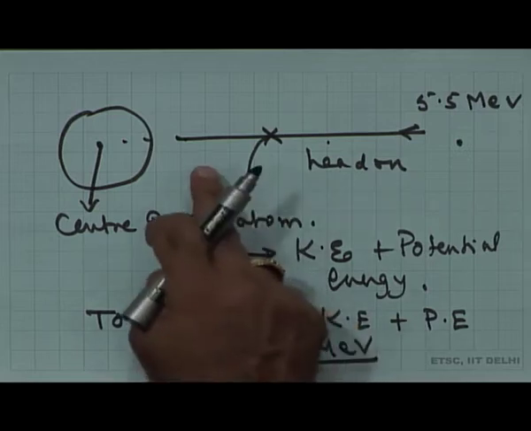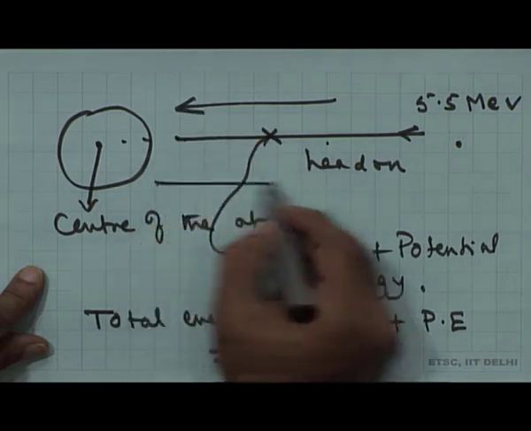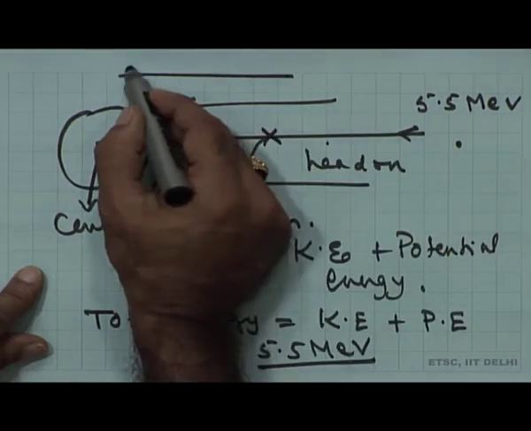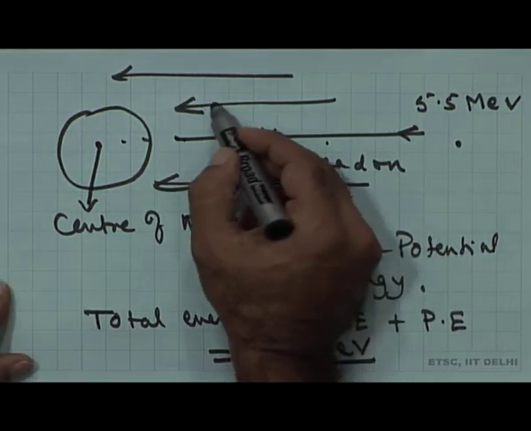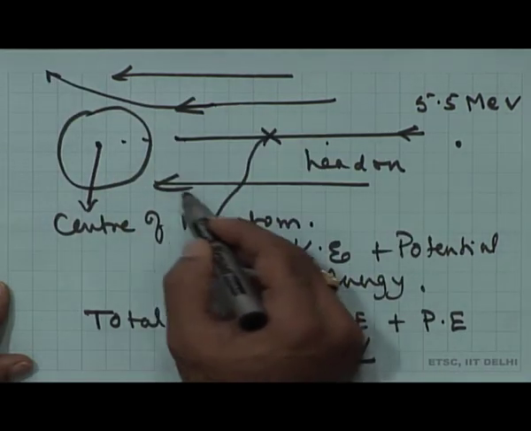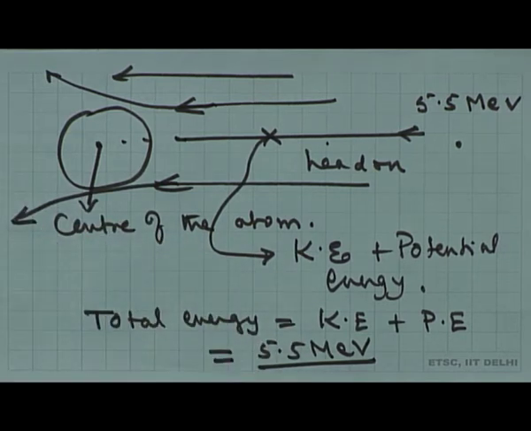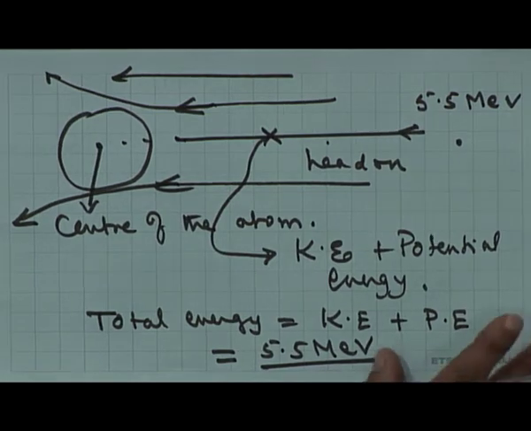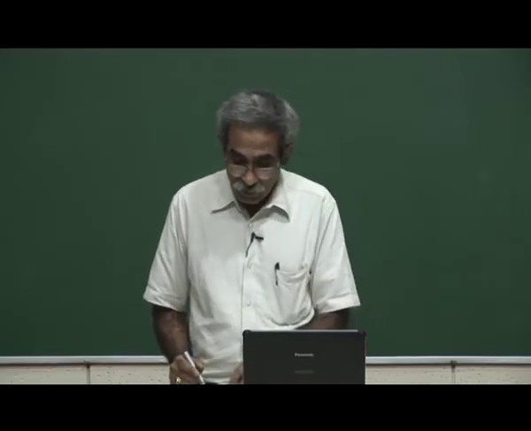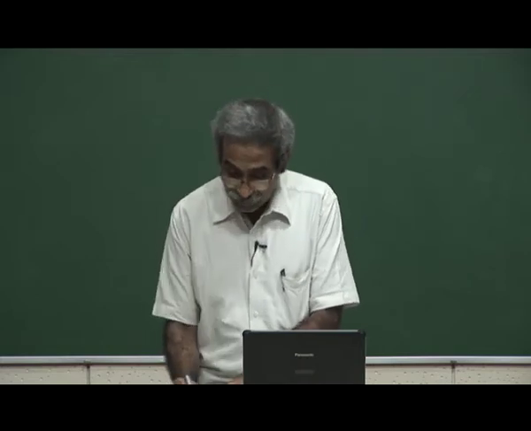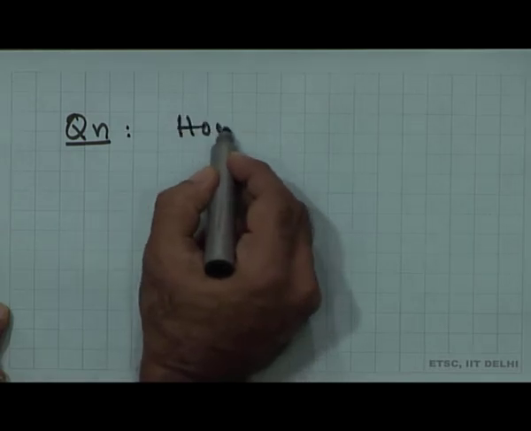And this is valid not only if the collision is head on, my alpha particle can be coming here, it can be coming here, it can be coming here, whatever, it does not matter. Wherever it may be coming, it is going to be there. So you can see if it comes here, it is going to get scattered like this. If it comes here, it is going to get scattered like this, so on and so forth. But this total energy is a conserved quantity, and we are going to make use of that. Now, what is the question that we are going to ask?